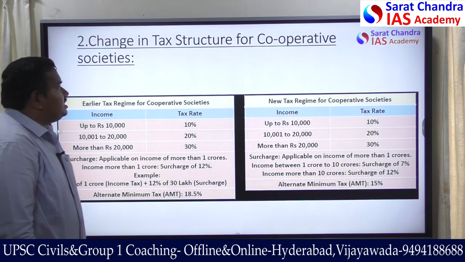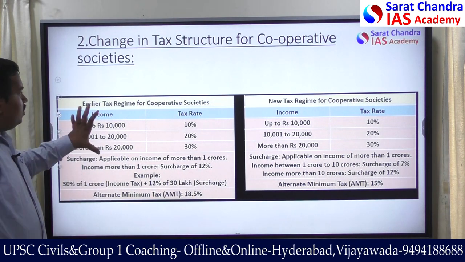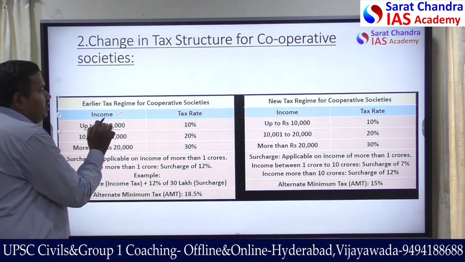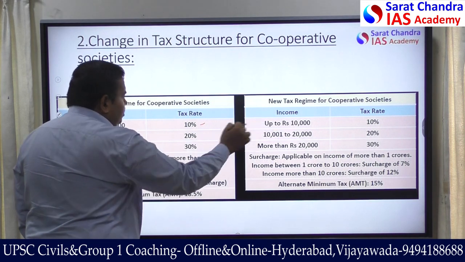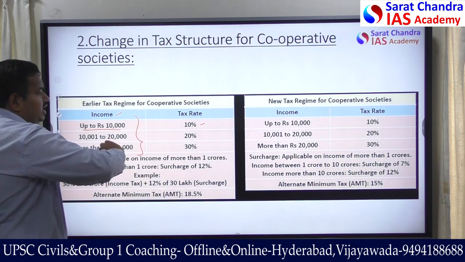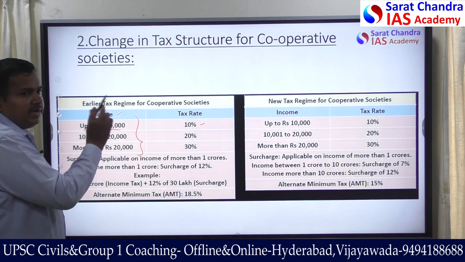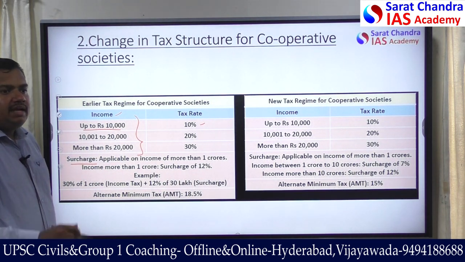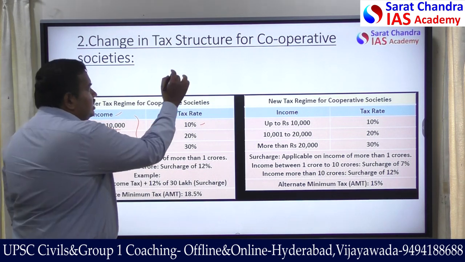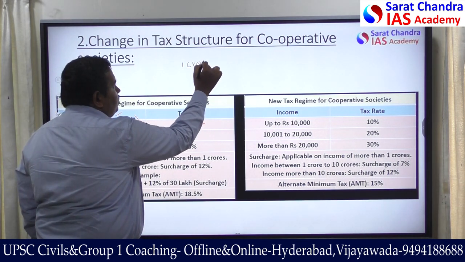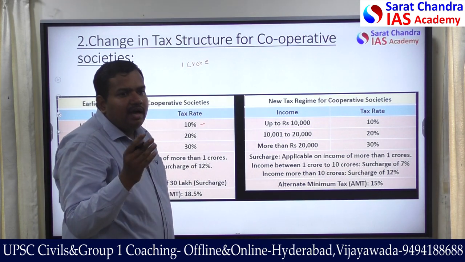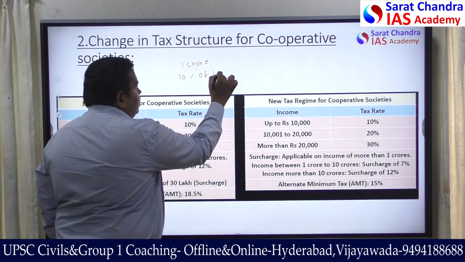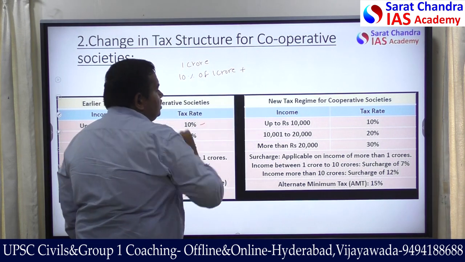Next, changes in the tax structure for cooperative societies. Before, what is the scenario, and now what is the scenario? If you observe here, for income up to 10,000 for cooperative societies, the tax rate is 10%. In these three aspects there is no change: 10%, 20%, 30%, same limits, same percentage. But the change happened here with respect to surcharge. So what is a surcharge? It is like a tax on tax. For example, there is one crore rupees, we are going to impose 10% tax and 1% surcharge. Let us assume. So it will be 10% of 1 crore plus, what is 10% of 1 crore?